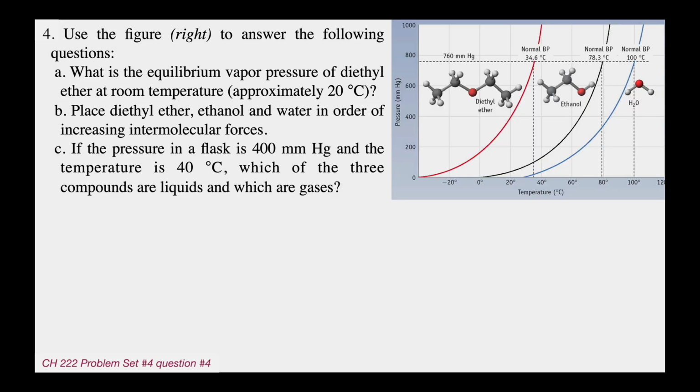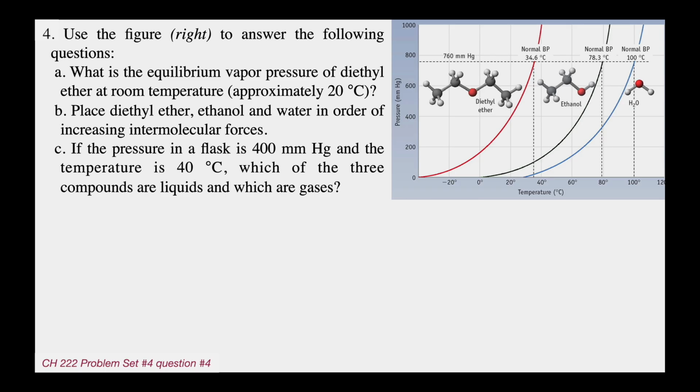Use the figure on the right to answer the following questions. It says, what's the equilibrium vapor pressure of diethyl ether at room temperature, 20 degrees Celsius? Then it says, place diethyl ether, ethanol, and water in order of increasing intermolecular forces. And finally, if the pressure in the flask is 400 millimeters of mercury and the temperature is 40 degrees Celsius, which of the 3 compounds are liquids and which are gases?